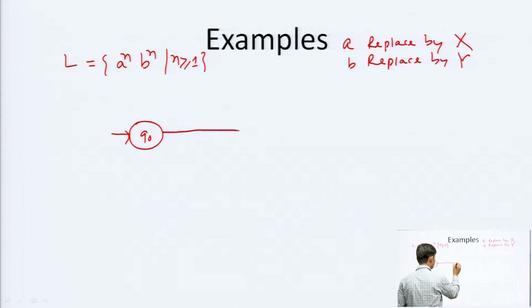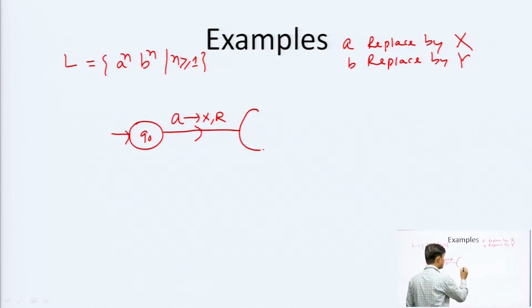See here, this is A to X R. What we are doing? If your input is A in Q0, you replace A by X and move right. Then after we have Q1. This Q1 state goes to the new state.